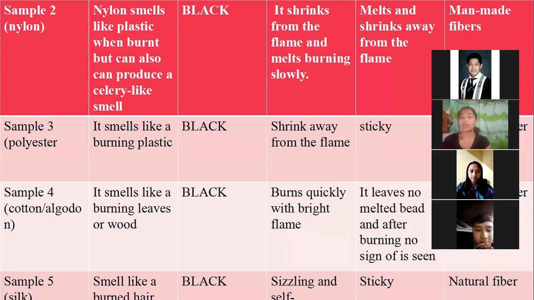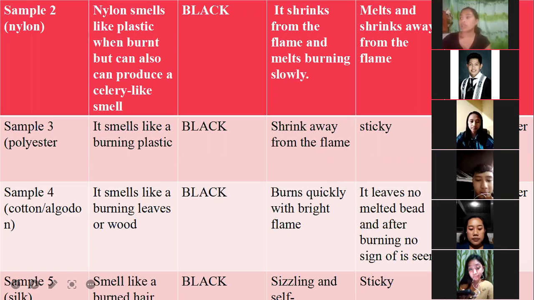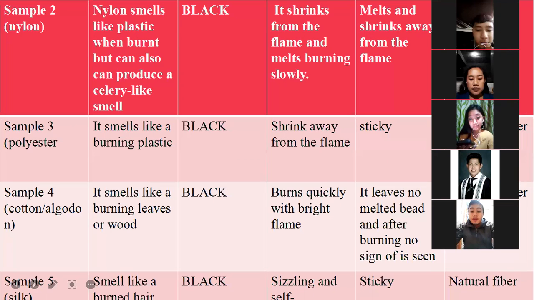Next is sample number 2, nylon. Odor: nylon smells like plastic when burnt, but can also produce a celery-like smell, and the color of ash is black. The manner of burning is that it shrinks away from the flame and melts, burning slowly. The appearance of the burnt end is that it melts and shrinks away from the flame. The classification of fibers is man-made fibers.